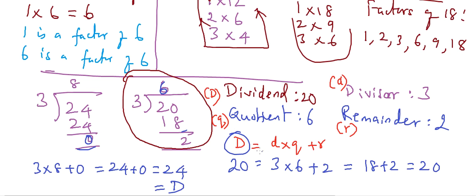In the second case, when you divide 20 by 3, the remainder is 2, it's not 0. Therefore 3 is not a factor of 20. Similarly, 6 also is not a factor of 20.